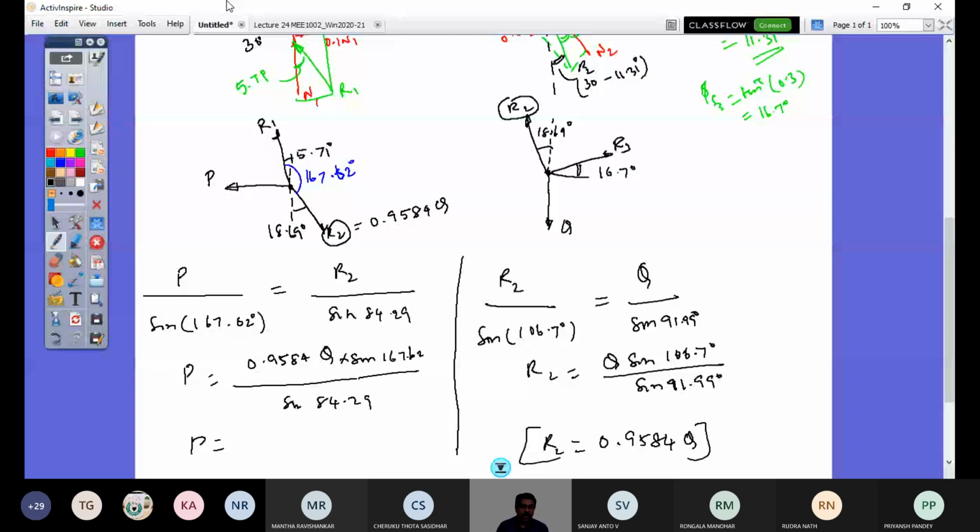So it's 0.9584 into sine of angle 167.62, divided by sine 84.29. So I get 84.29. How much is it, 62 or 02? Just calculate that.